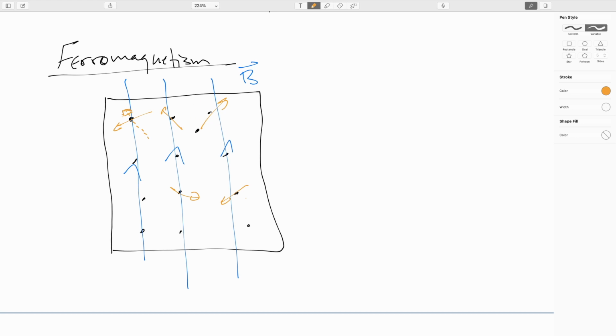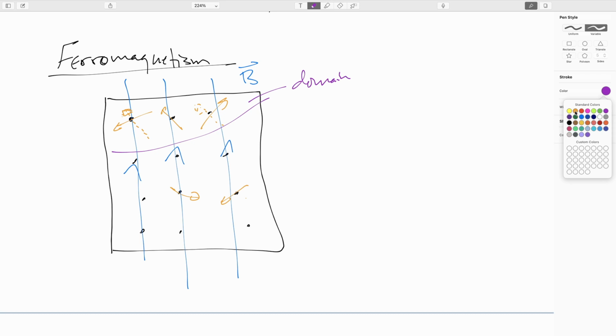And then the same thing will start to happen as we go along. Maybe this one will next decide it wants to align, and so forth. What you wind up doing is creating what's called a domain. Within the domain, whichever magnetic moment was most closely aligned with the external magnetic field, that's how all the moments in that domain are aligned.